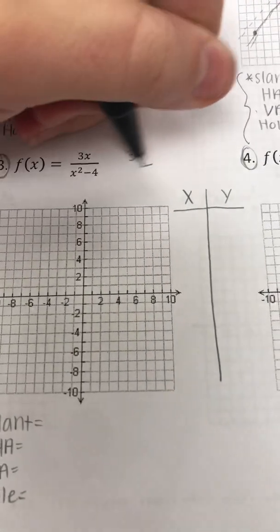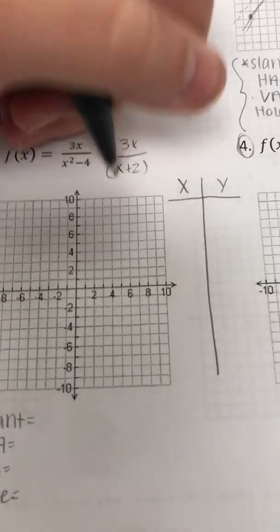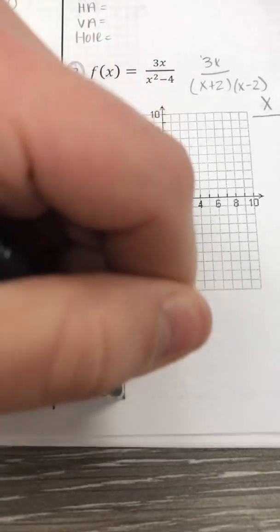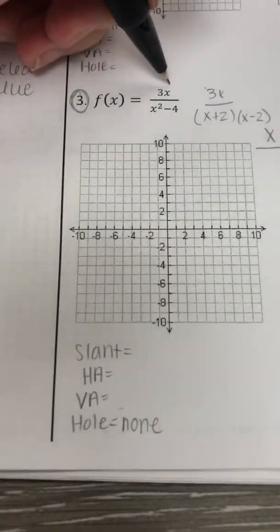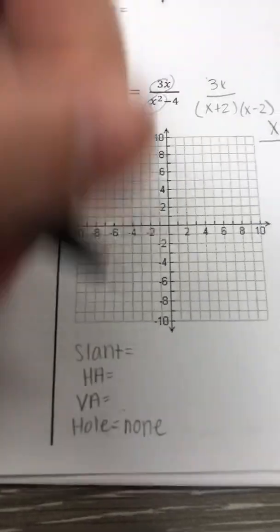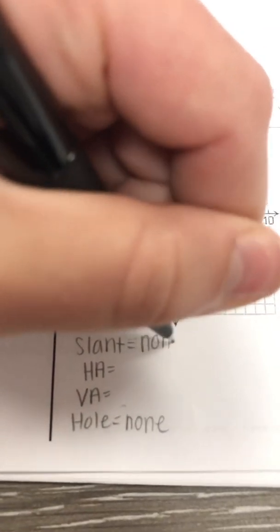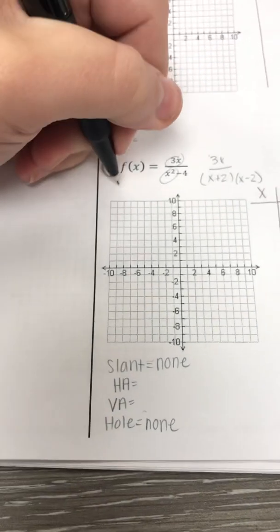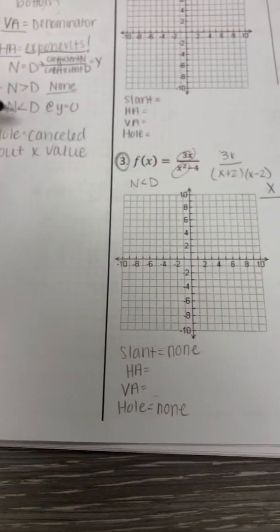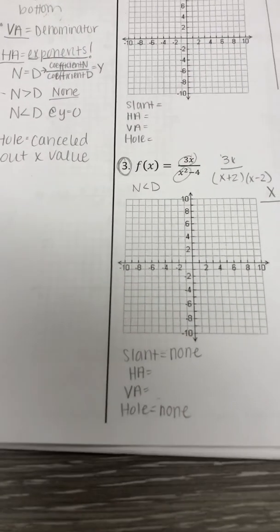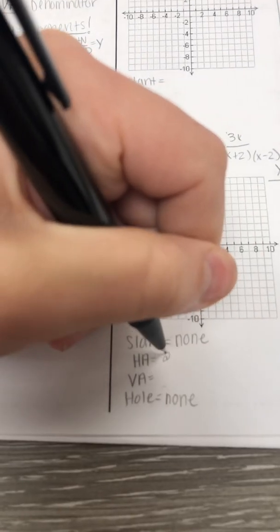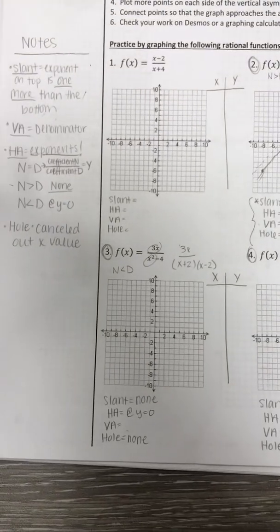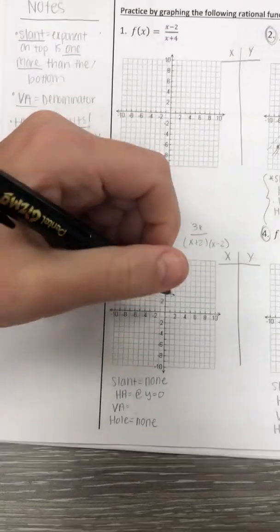We have 3x over (x plus 2)(x minus 2). We didn't cancel anything out, so we have no holes. Our exponent on the top is not greater than the one on the bottom, so there is no slant. Now, the horizontal asymptote is about exponents. Our numerator is less than the denominator, so that means we have a horizontal asymptote at y equals 0. And then a vertical asymptote is also just the denominator, so it looks like we will have 2.